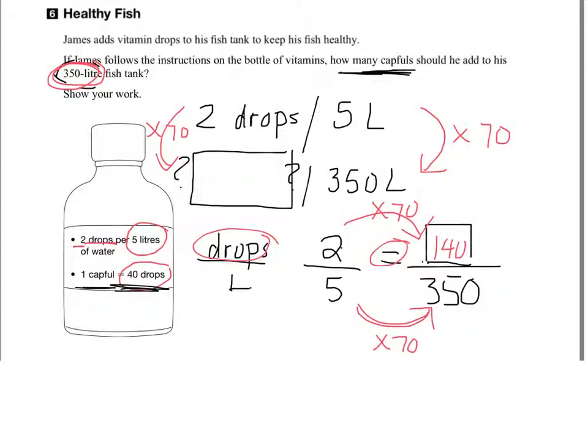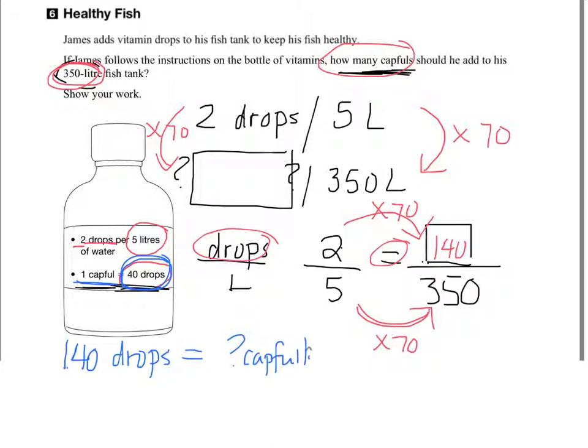Now, did the question ask us how many drops he needs? What did the question ask us to find? How many capfuls? And we have another piece of information here. We're told that 1 capful is 40 drops. Well, right now we know that he needs 140 drops. So we need to figure out how many capfuls that is equal to. Oops, capfuls, I can't spell. So what'd you do?